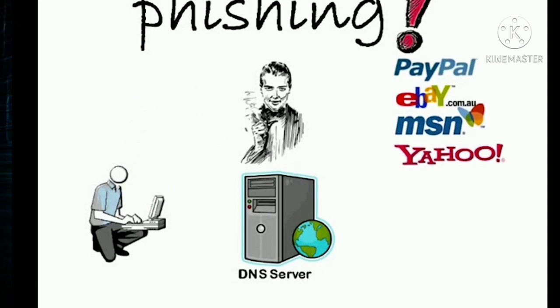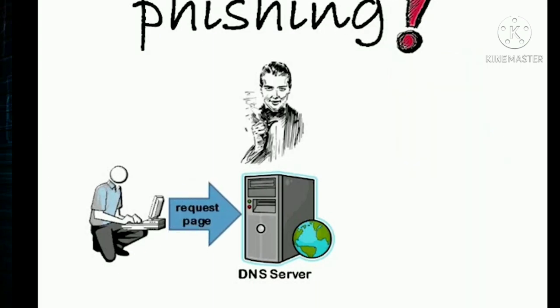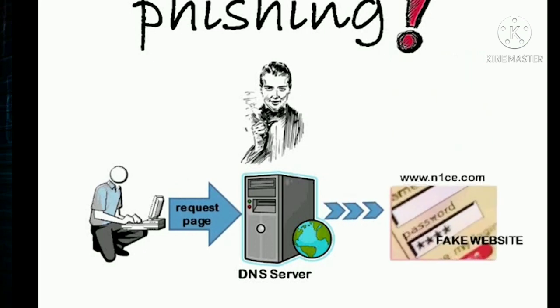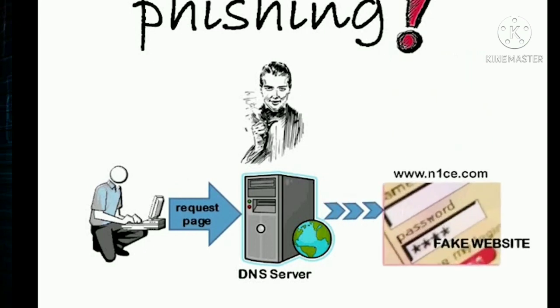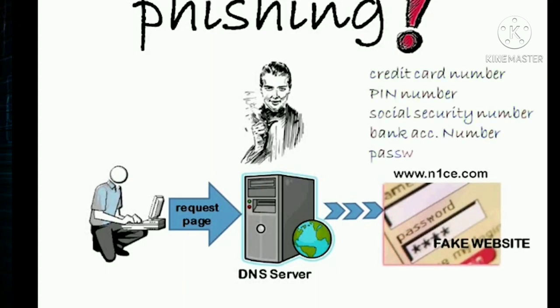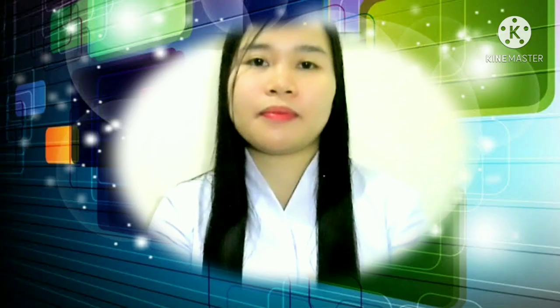The email will contain a link whereby the users or the victims are asked to click on the link in order to access their account and update their information. If the victims click on the link, however, they will be taken to a spoof web page that asks for personal information, including credit card numbers, personal identification numbers, social security numbers, banking numbers, and passwords. This information is then used for identity theft.